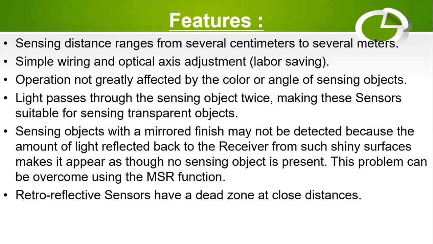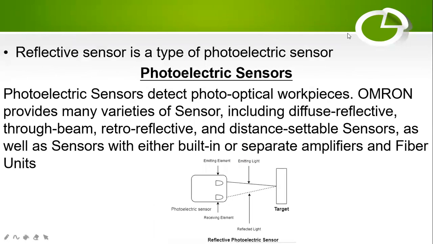Sensing objects with a mirrored finish may not be detected because the amount of light reflected back to the receiver from such shiny surfaces makes it appear as though no sensing object is present. This problem can be overcome using the MSR function. The retroreflective sensor has a dead zone at close distances.